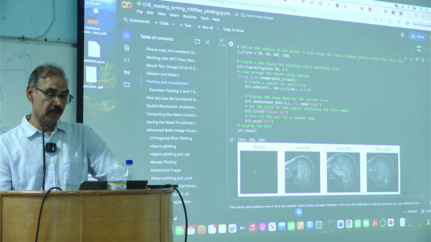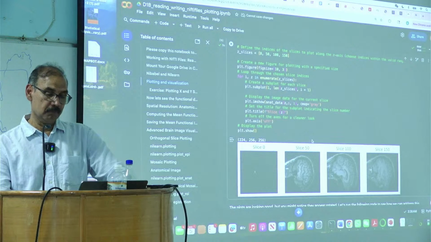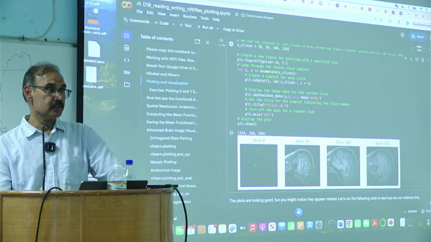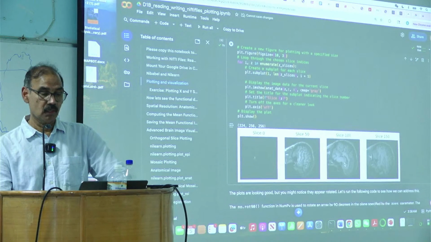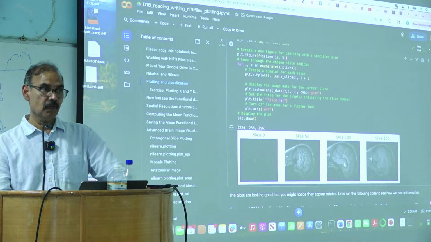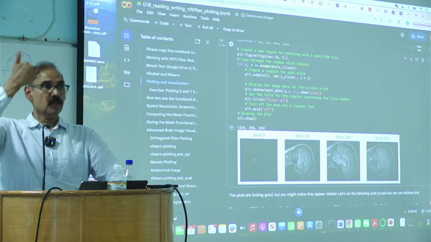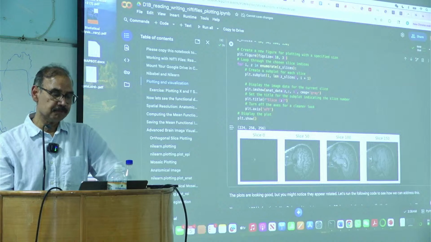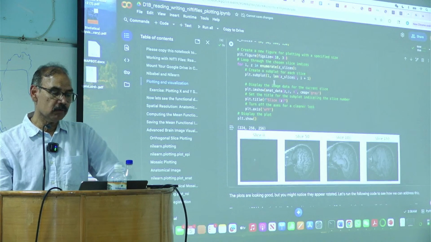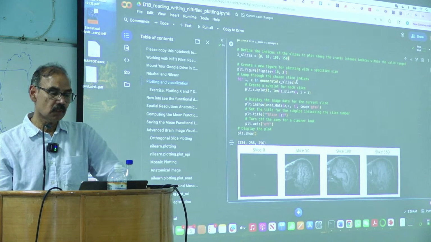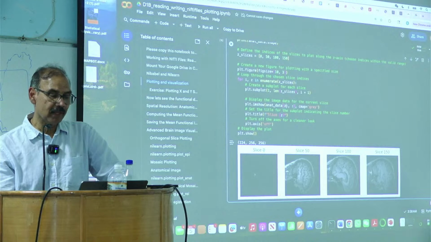So this one is sagittal or coronal. What kind of image is this? Is it this way or this way? So this one is sagittal, right? Now, to do coronal, what is the command? Maybe someone could tell me.